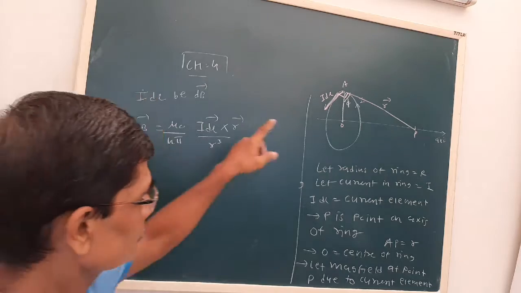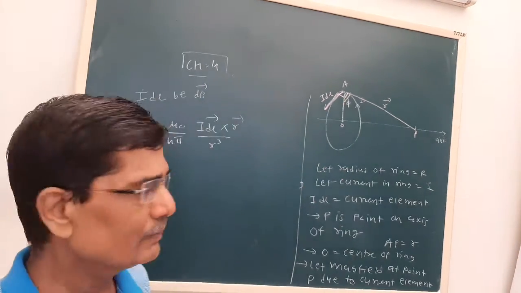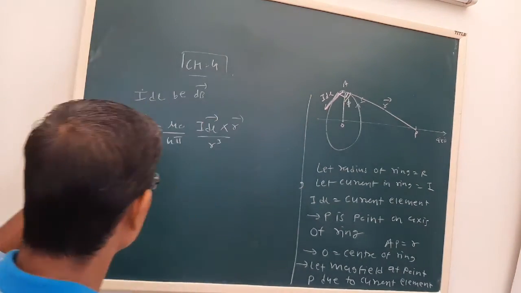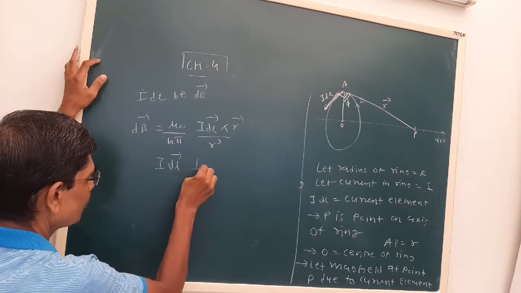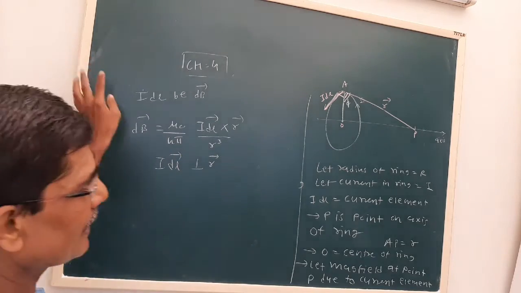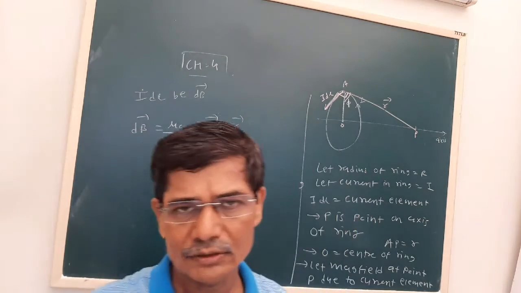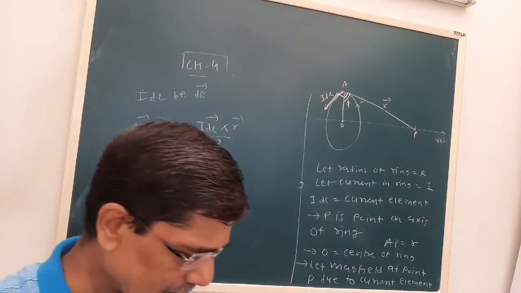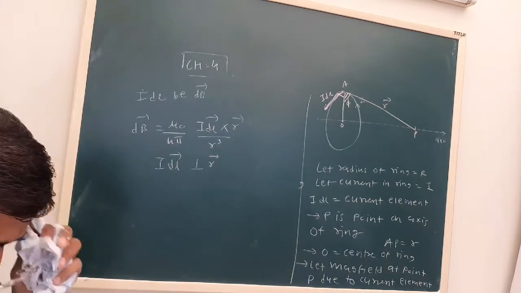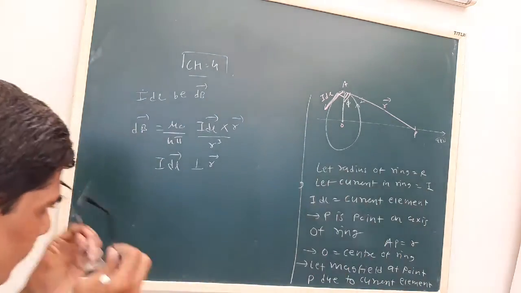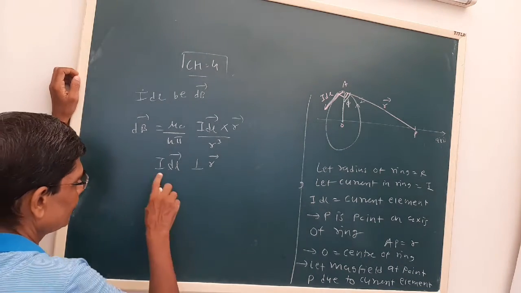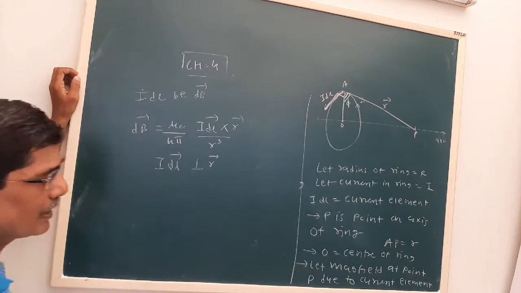Now what we can see from the diagram is that IDL is perpendicular to R. That is, the angle between IDL and R is 90 degrees. Why? Because from any point outside the circle, the line to the point will be a tangent. So here the angle between IDL and R is 90 degrees.